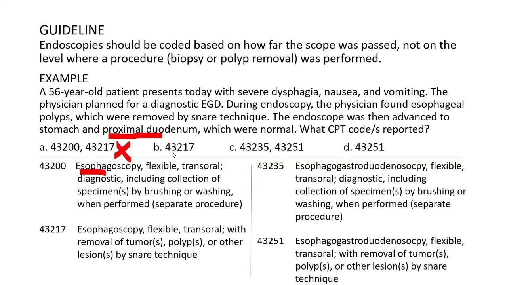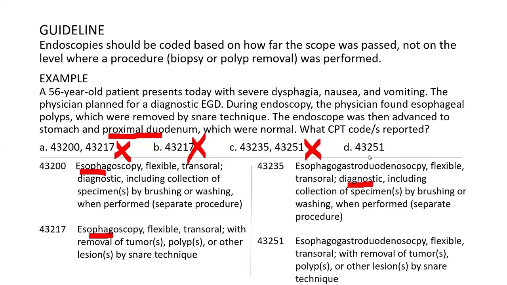Option B, again, 43217 is an esophagoscopy code. So even B is incorrect. As we move on to C, 43235 is esophagogastroduodenoscopy. However, this code is a diagnostic code. When a surgical procedure is performed, we are not coding diagnostic separately. So even option C is incorrect.